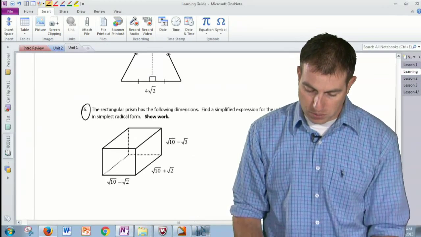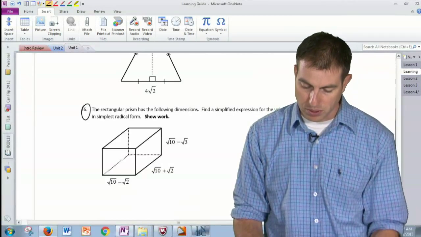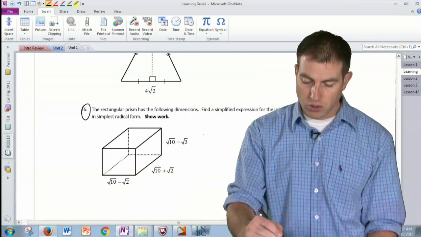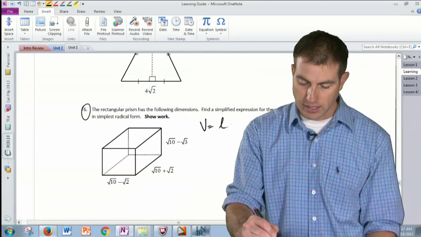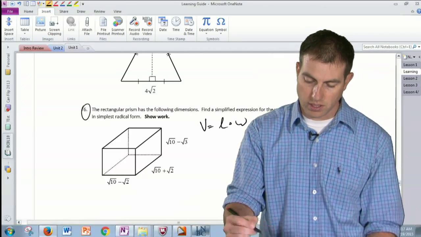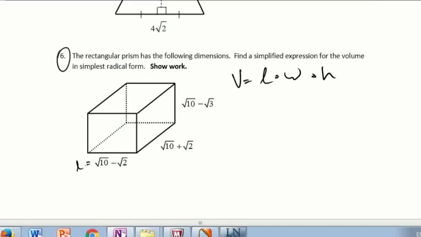The rectangular prism has the following dimensions. Find a simplified expression for the volume. So we know volume of a cube is length times width times height. We can call this length, we can call this width, and we can call this height. So we're just going to multiply all of these things together.